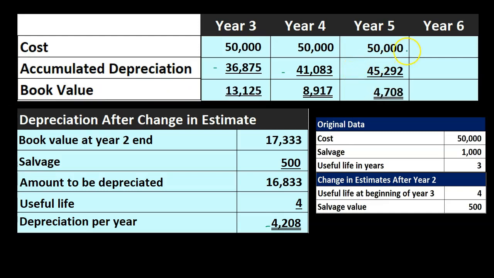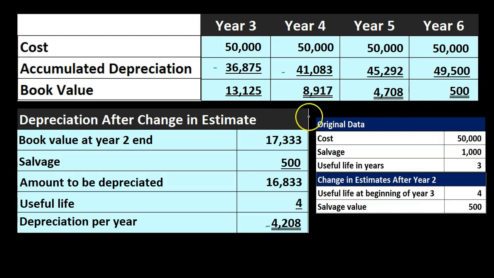The 50,000 minus the 45,292 gives us 4,708. We'll do this one more time. We've got the 50,000, then we've got the accumulated depreciation being the 45,292 from the prior time period, plus the current period's depreciation, 4,208, giving us 49,500. Subtracting out the 50,000 minus the 49,500 gives us the 500.